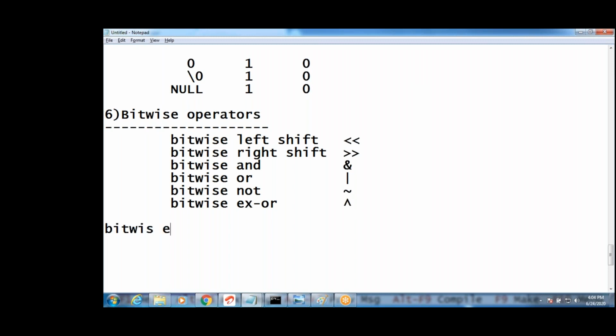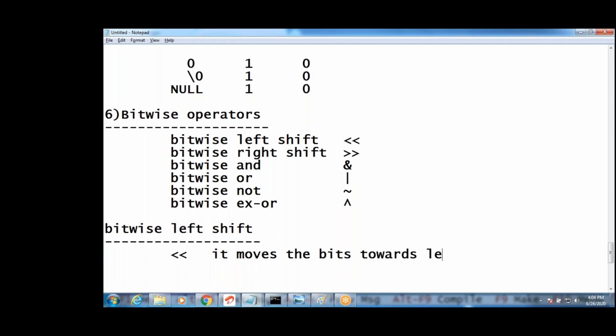Bitwise left shift and right shift first. This is what we discussed in the first class, right? What are the binary positions, binary values, and how to write left shift and right shift, guys. This is a left shift. What is left shift? It moves the bits towards the left side.